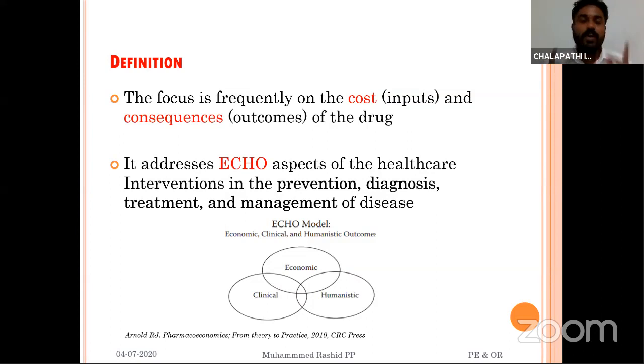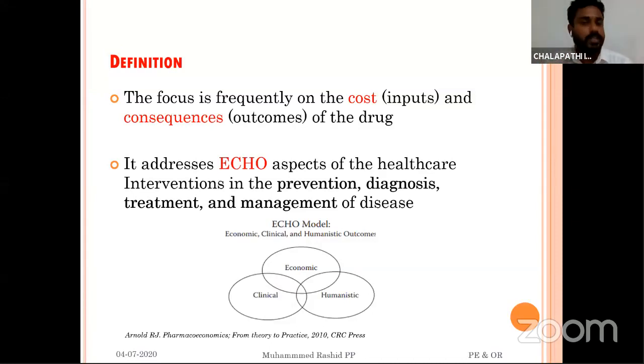There are two terms: one is pharmacoeconomics, another one is health economics. They are like brothers. Health economics is the comparison of effectiveness with the cost in terms of the whole healthcare sector.